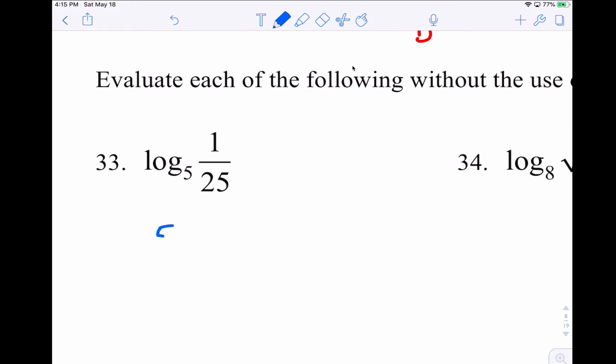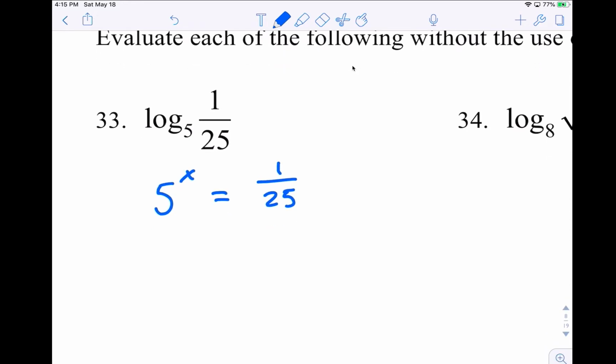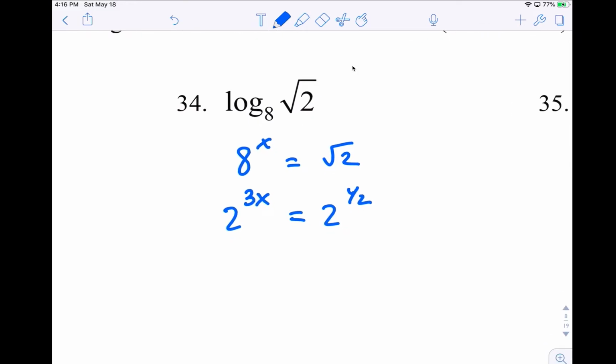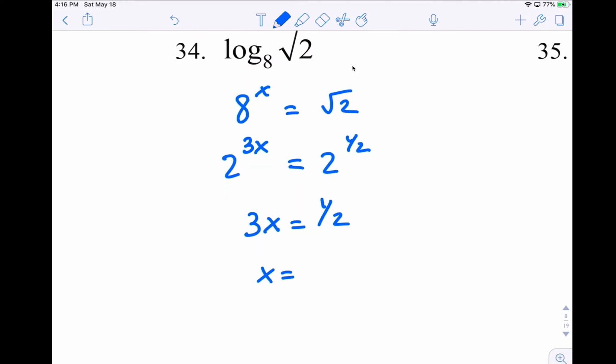So I got 5 to some power is 1 over 25. Now I know 1 over 25 is 5 to the negative 2. So my answer must be negative 2. If the bases are the same, their exponents are the same. So this one, I got 8 to some power is root 2. Now, both of these have a base 2. So this is 2 to the 3x equals 2 to the half. So you got 3x equals a half. So your answer, 1/6.